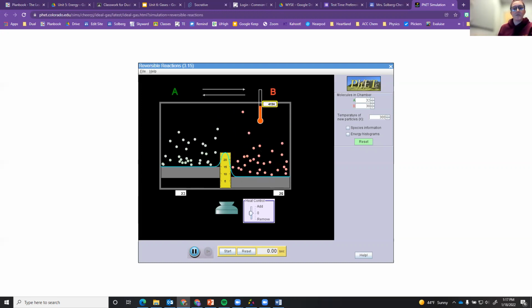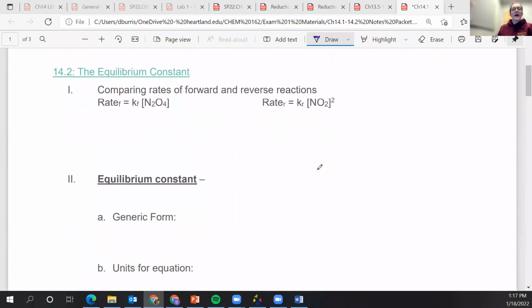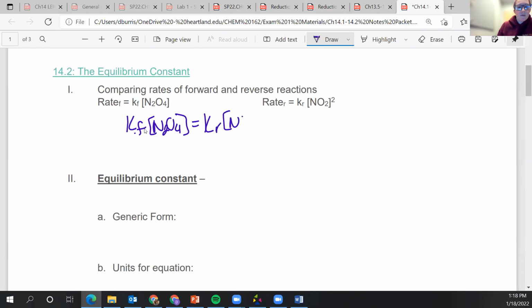That's what equilibrium is. Okay, so essentially every reversible reaction has what's called an equilibrium constant, and we're going to get into that. So we've been talking about rate constants, that k in my rate equation, and we said at equilibrium, the rate of the forward reaction equals the rate of the reverse reaction. So I'm going to show that again now. Kf times, this was the forward reaction in the example above, equals Kr times NO2 squared.